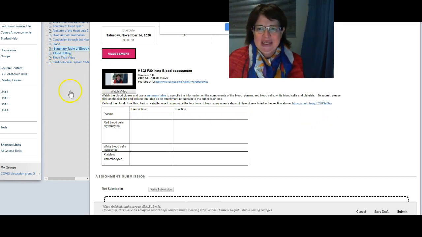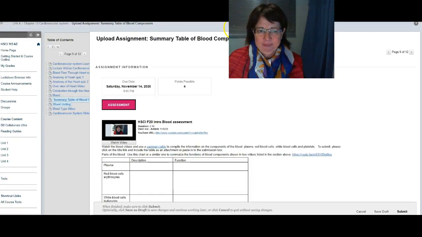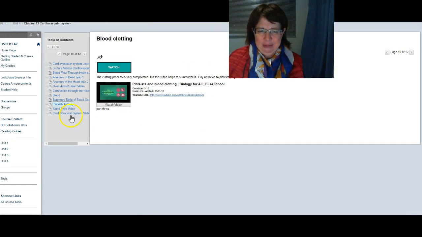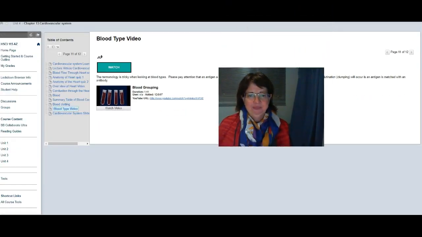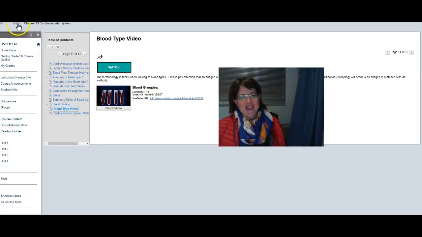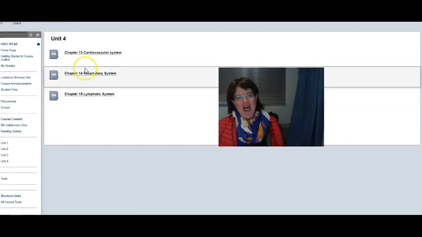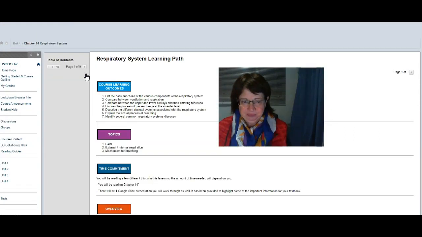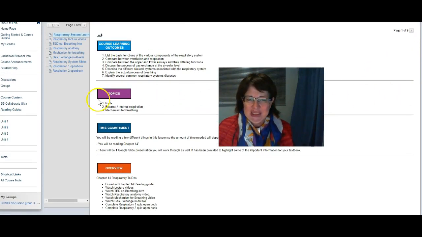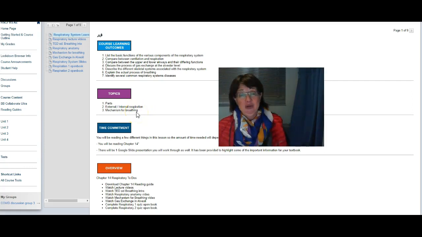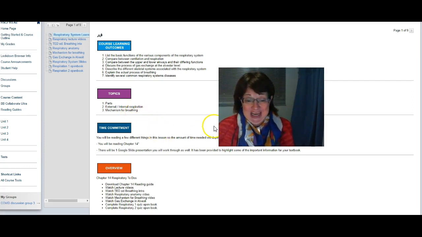Then we're looking at blood clotting and blood typing. Okay? A lot of information on blood. Good. So that is the circulatory system. Then respiratory system. Respiratory system, you are mainly just looking at the parts of the respiratory system, what respiration is, and the mechanism of breathing. What do we do to get in and out?